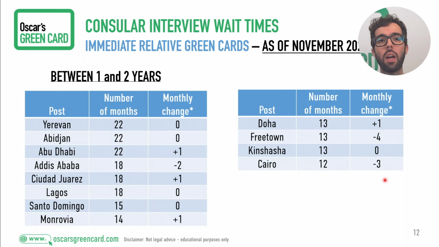Between 1 and 2 years, we have Yerevan, Abidjan, and Abu Dhabi with 22 months each. We have Addis Ababa, Ciudad Juárez, and Lagos with 18 months each. Santo Domingo, 15, Monrovia, 14, and Doha, Freetown, Kinshasa, 13 each. By the way, Freetown gets better by 4 months. And then we have Cairo with 12 months, also getting better by 3 months.